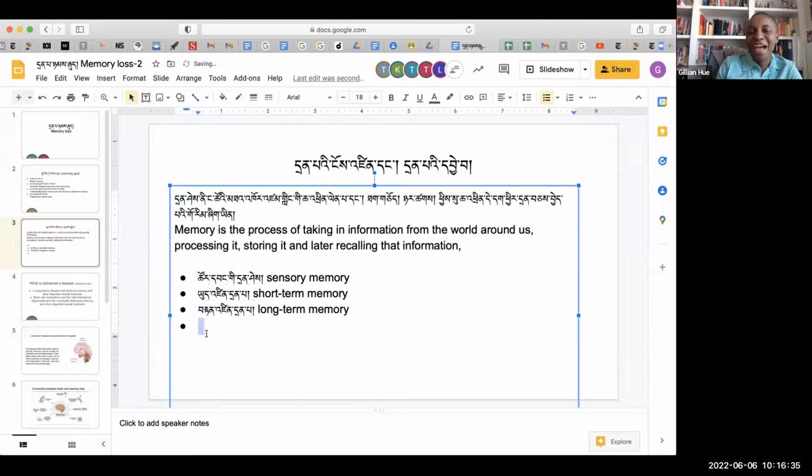Sorry, I rearranged it because sensory memory typically comes before short-term memory, before long-term memory, and I think making sure that we have that in order is helpful.